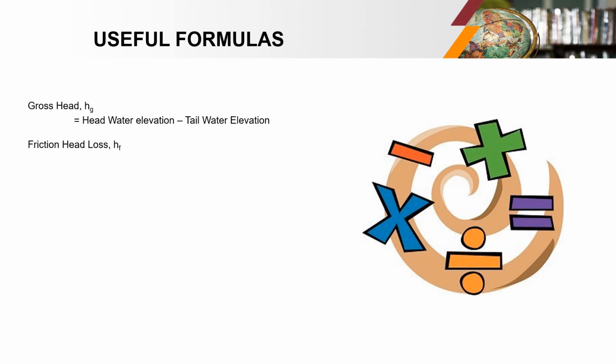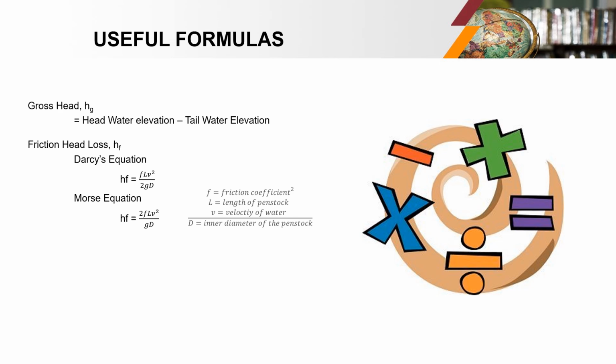Okay? The frictional head loss, since wala naman tayong ideal flow, so of course meron diyang mga losses, okay, energy losses due to friction. So we can use two equations. First is the Darcy's equation, which is HF is equal to FLV squared over 2GD. And the Morse equation, which is HF is equal to 4FLV squared over GD. So alin-alin yung mga variables. So F is the frictional coefficient, L is the length of the penstock, V is the velocity of the water, and D is the inner diameter of the penstock.